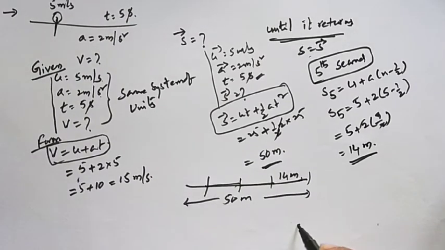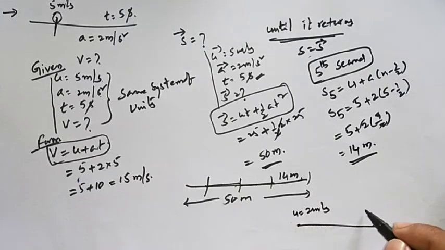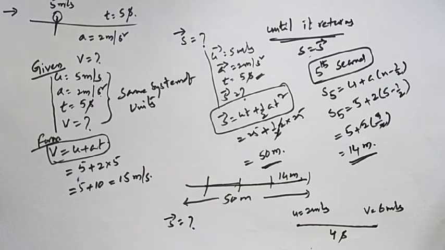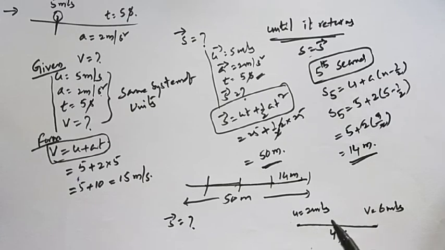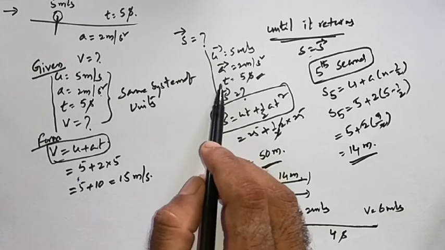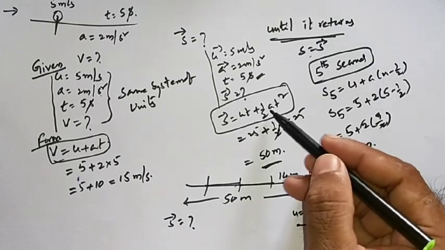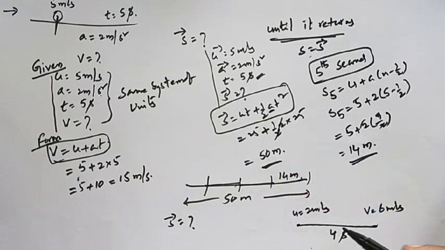Now let us see one more thing. An object is moving along a straight line. Its initial velocity is 2 meters per second, and its final velocity is 6 meters per second. The time it takes to change its velocity from 2 meters per second to 6 meters per second is 4 seconds. Then I want to calculate the displacement traveled by the body. How do you calculate? To calculate displacement, what do I require? See here, u, a, t I require. S is equal to ut plus half at square. But I don't know a. It is not given. Now what formula can I use?